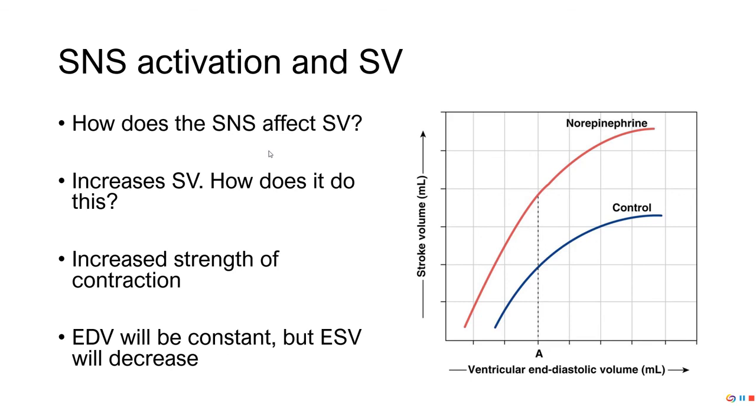Okay, as you can see here, for a given end diastolic volume, if we have no epinephrine compared to epinephrine, stroke volume is going to be increased because the ventricle is going to contract harder. This won't change end diastolic volume, but it will allow us to get more blood out of the ventricle. And so we'll have a lower end systolic volume.